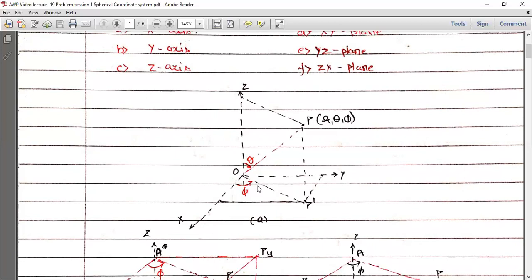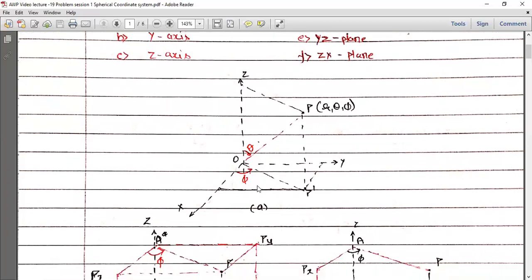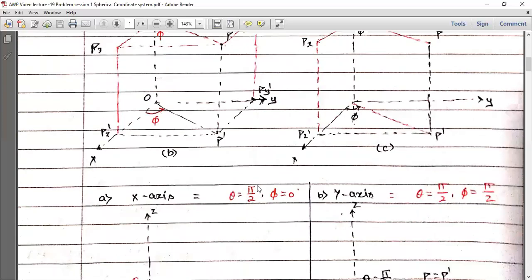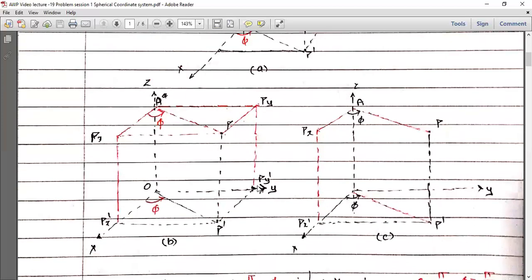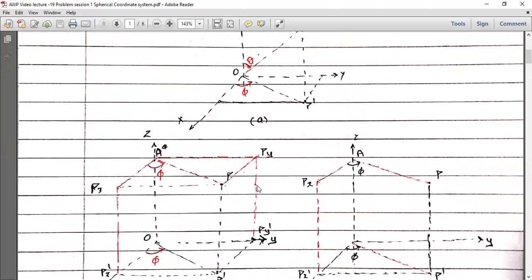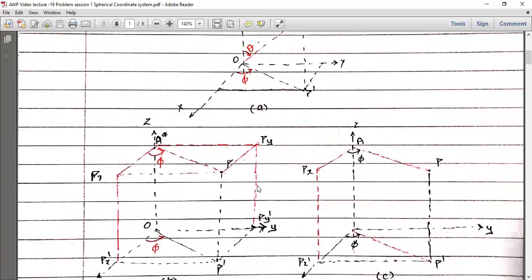Okay, so our objective is to find all these coordinates of any point P which is lying on x-axis, on y-axis, on z-axis, or on the xy, yz, or zx planes. Okay, so we'll start with our first question. Yes, before we reach that particular point, there are two more figures I have made for you.